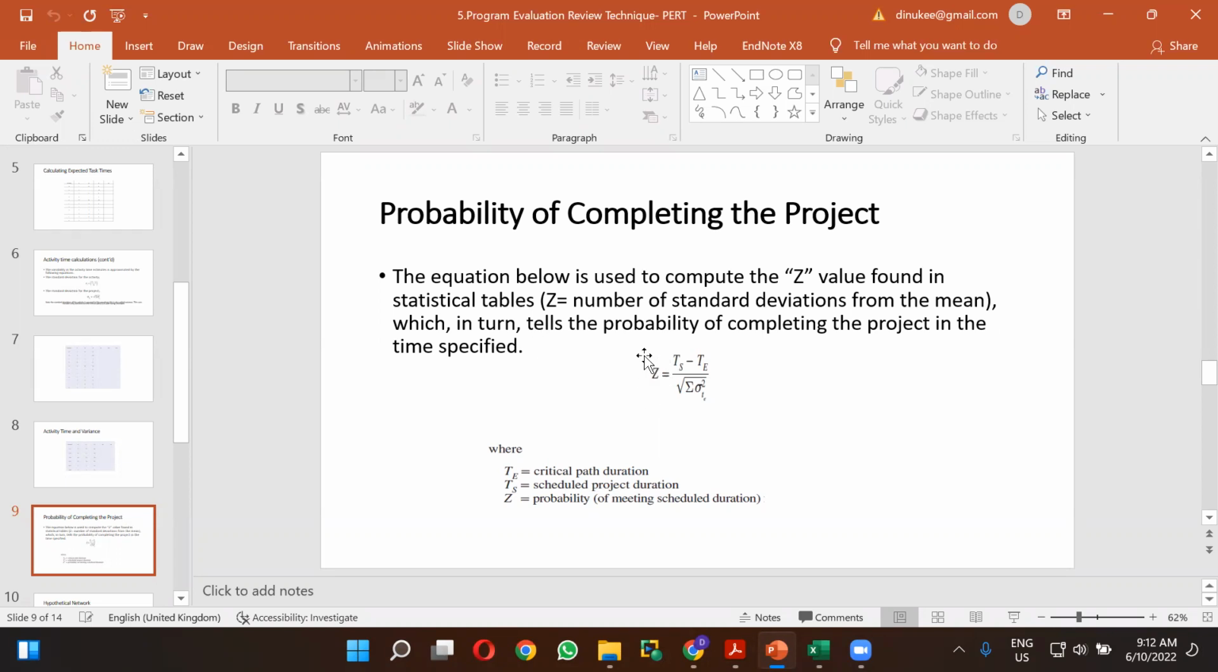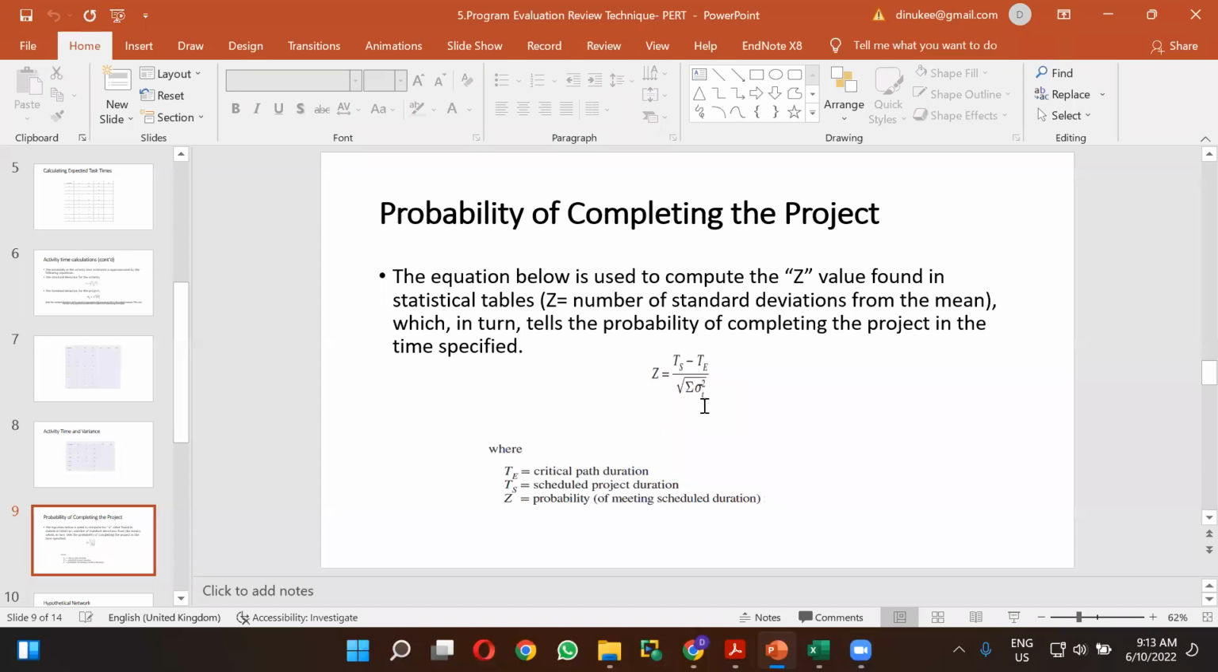That is the Z. When you calculate the probability of completing a project, you have to deduct the critical path duration from the scheduled project duration. The scheduled project duration is denoted as TS. From TS, you deduct the critical path duration, and you divide by the standard deviation of the project.